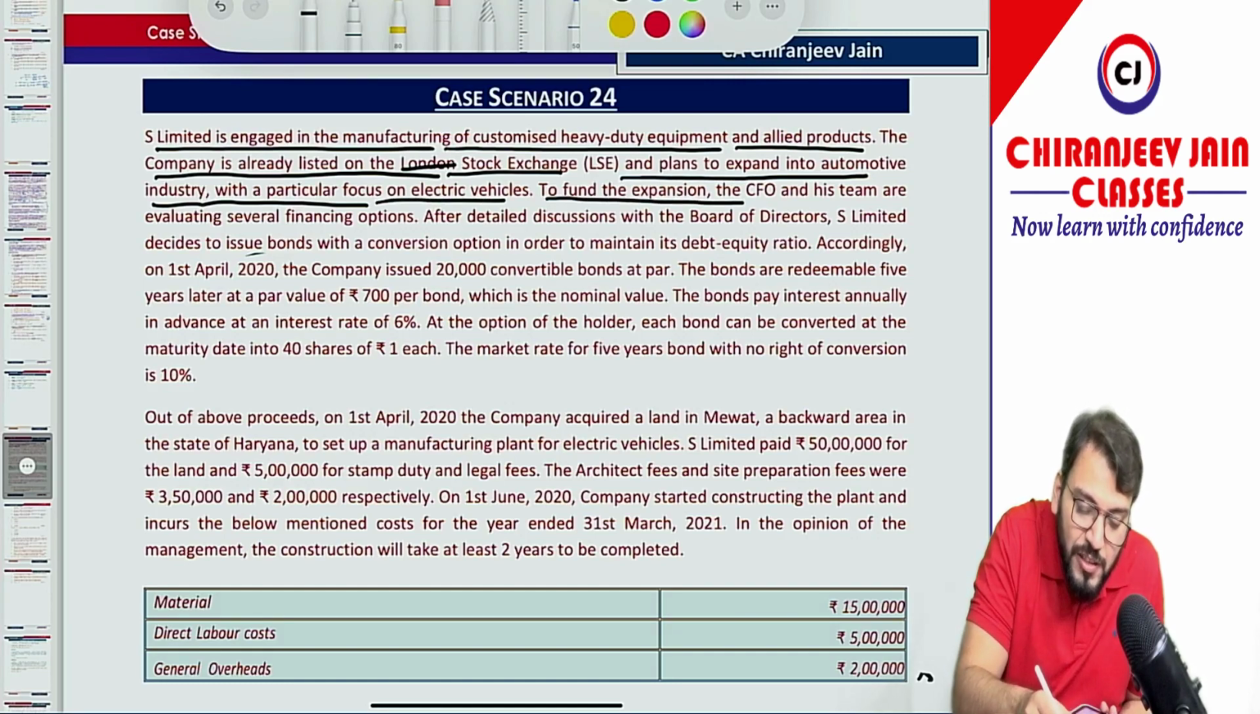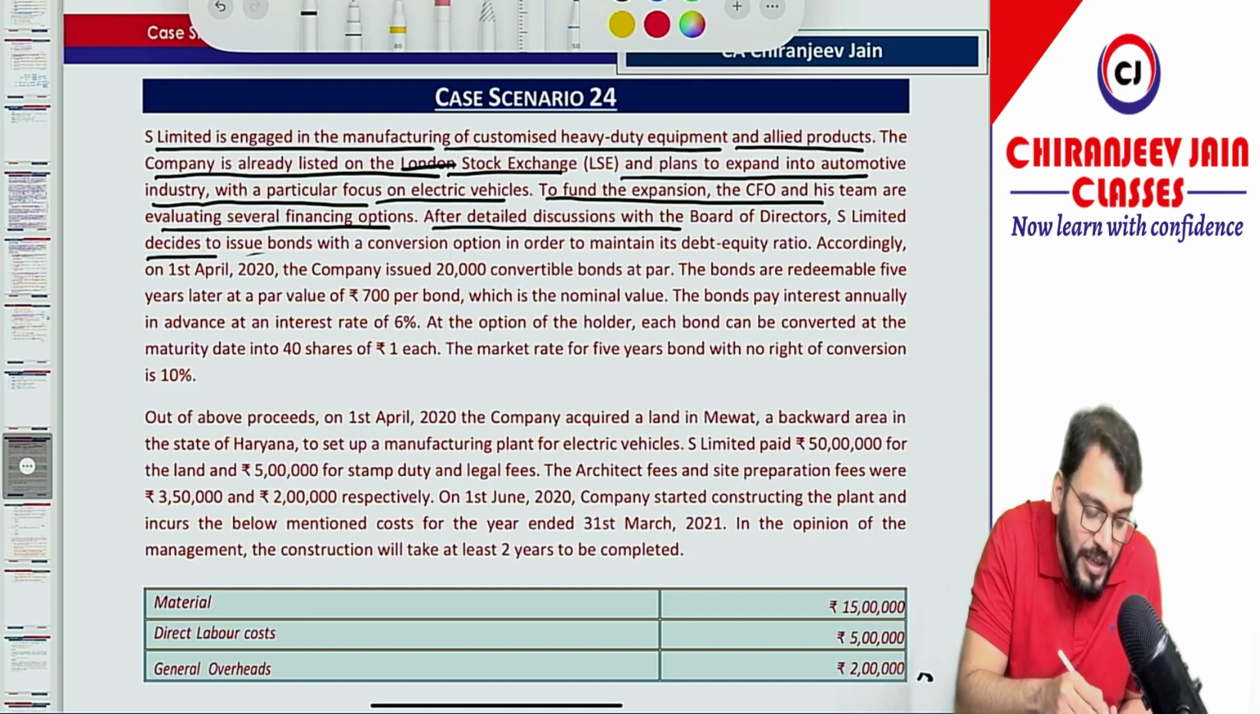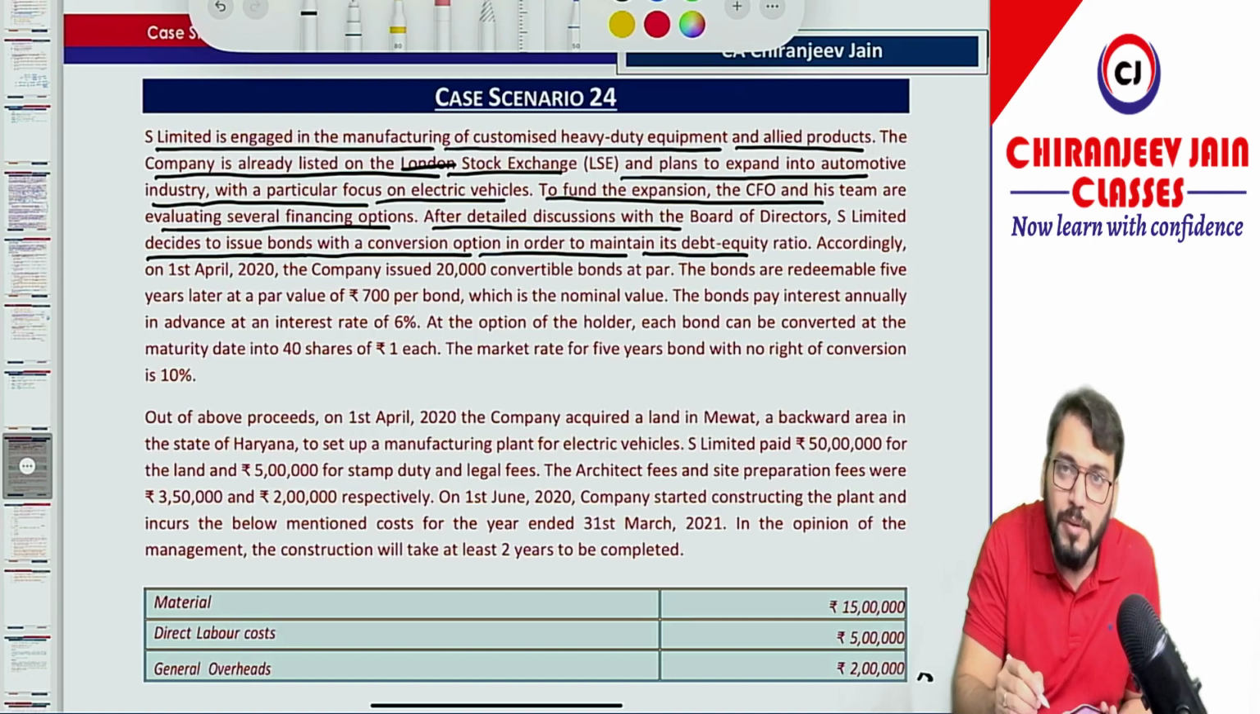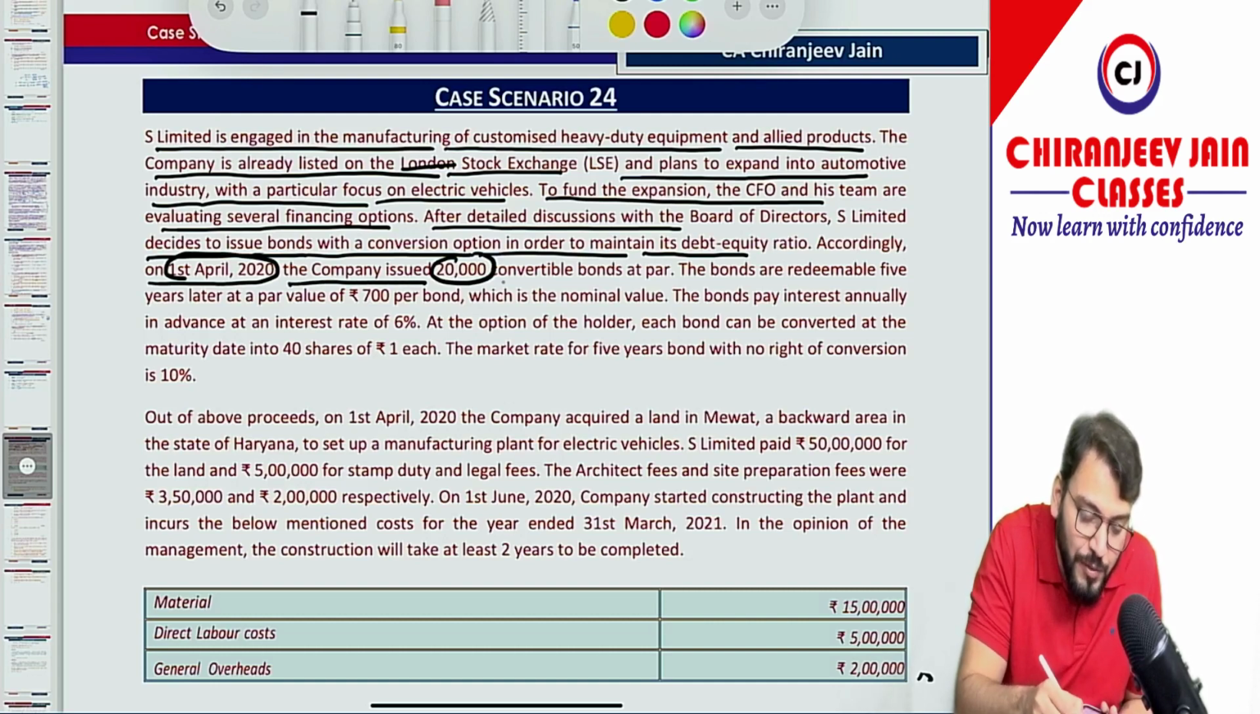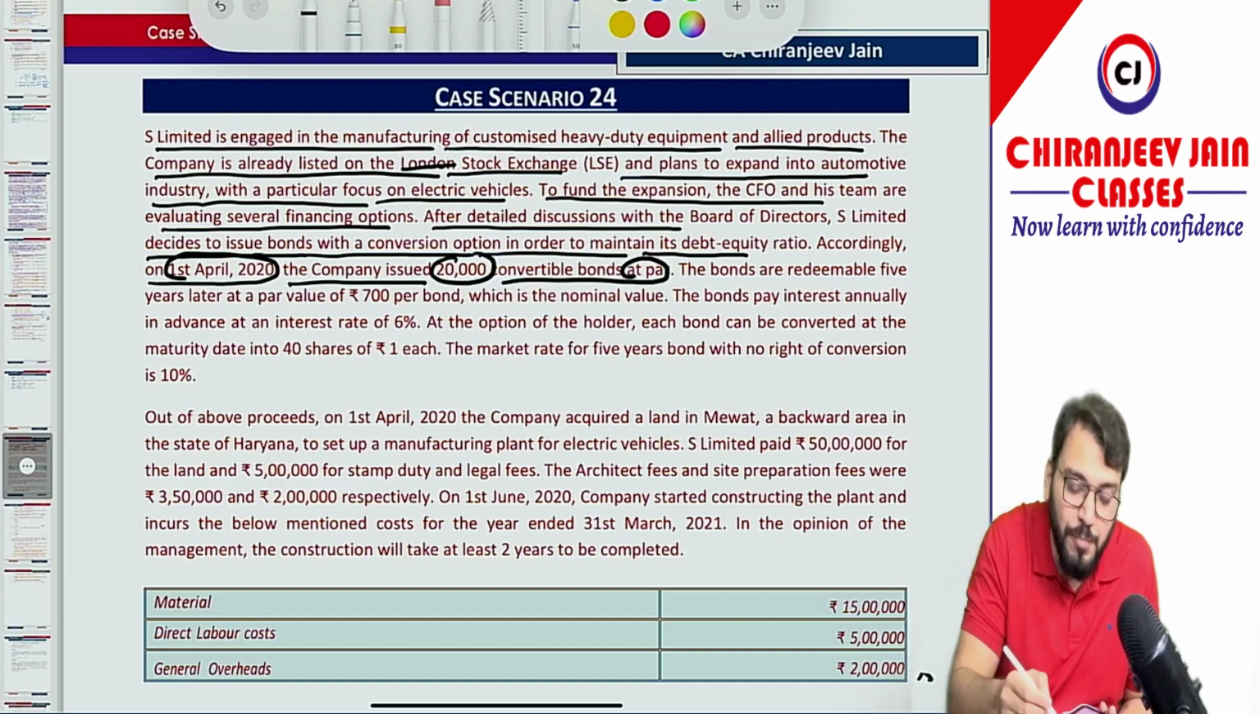To fund the expansion, the CFO and his team are evaluating several financing options. After detailed discussion with board of directors, S Limited decided to issue bond with a conversion option in order to maintain its debt equity ratio. Means they have issued some convertible bond. Accordingly, on 1st April 2020, the company issued 20,000 convertible bond at par. It has been issued at par.